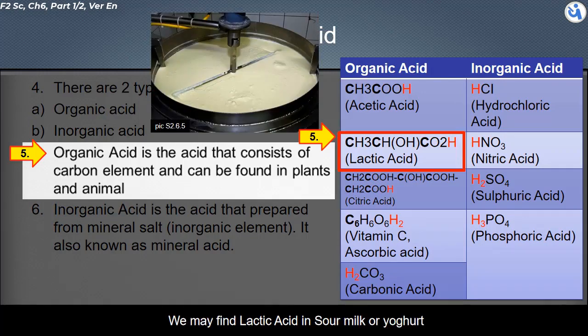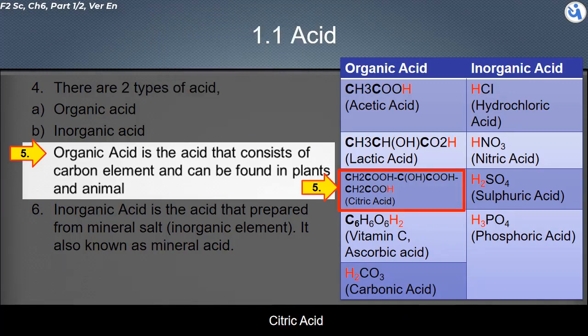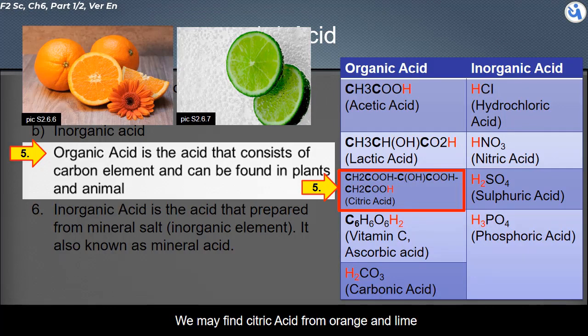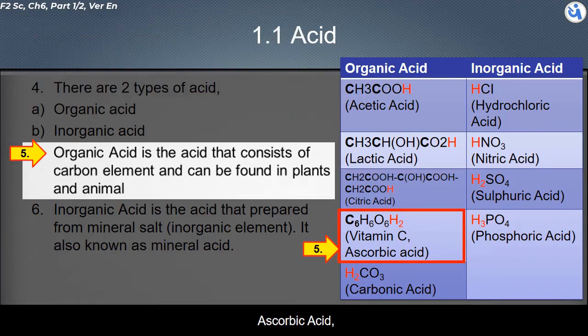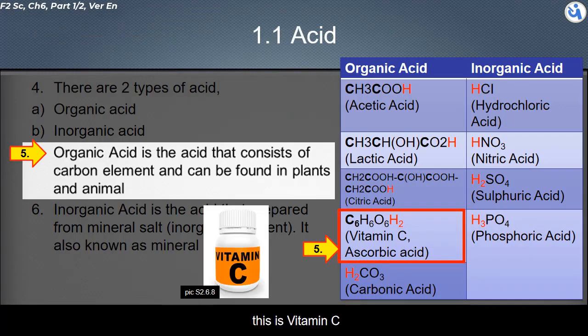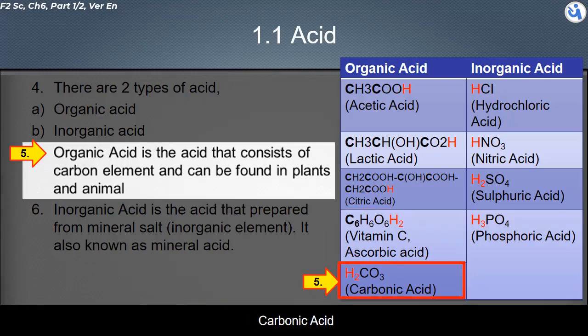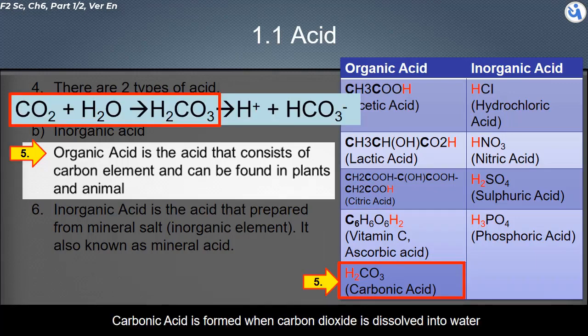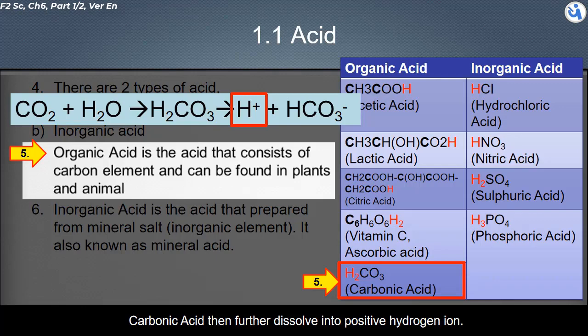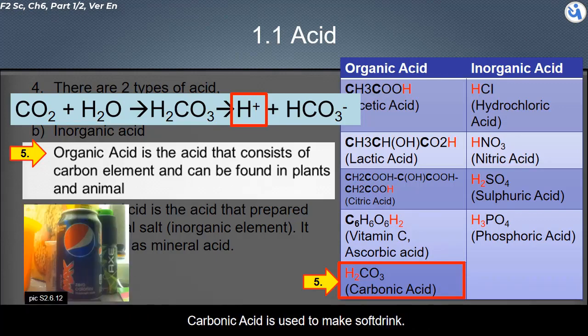Lactic acid. We may find lactic acid in sour milk or yogurt. Citric acid. We may find citric acid in orange and lime. Ascorbic acid. This is vitamin C. Carbonic acid forms when carbon dioxide is dissolved into water. Carbonic acid then further ionizes to positive hydrogen ions. Carbonic acid is used to make soft drinks.